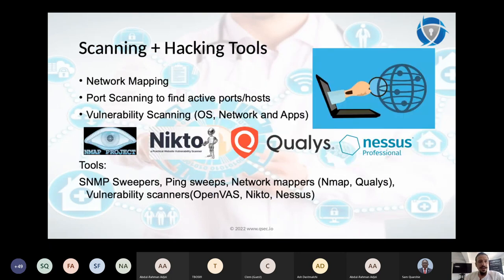Now, when it comes to scanning and hacking tools, scanning is one stage after the reconnaissance. So now you know what the IP addresses are, you know what the websites are. You start mapping those networks. You start scanning the ports to see if there are any active ports, any hosts, any vulnerabilities residing on those operating systems, networks, applications, servers, firewalls, switches, anything exposed externally to the internet. And in case you are on site, anything exposed to the users which is not supposed to be.